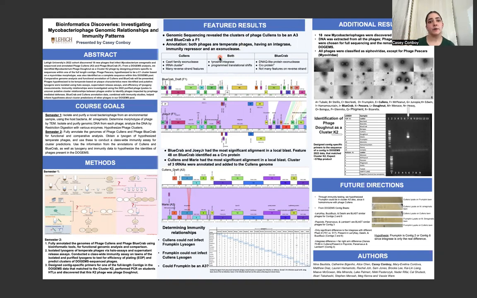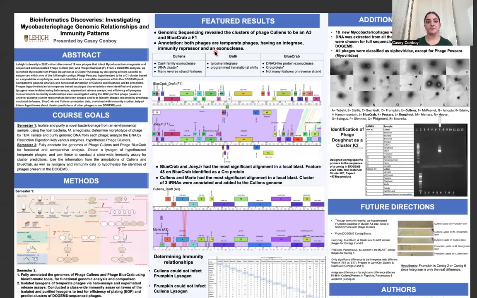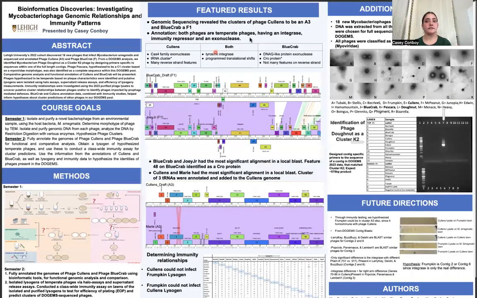With this data too, we were able to directly compare Cullens and Blue Crab. So for instance, both were hypothesized in the discovery part of our course to be temperate phages. And with our annotation data, we were able to confirm that they were temperate phages since they had an integrase, an immunity repressor, and exonuclease, which are all enzymes necessary to form a lysogen. But being that Cullens is an A3 cluster and Blue Crab is of the F1 cluster, there are obviously some differences to come from that too, which was also highlighted in our annotations.